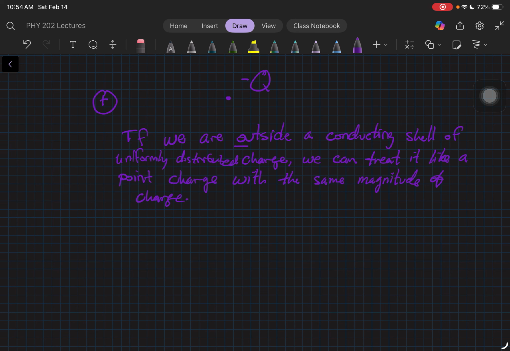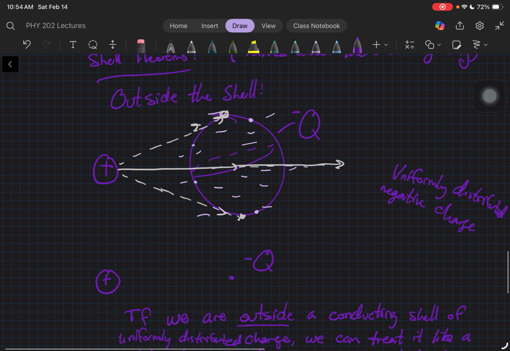Right, so if we are outside a conducting shell of uniformly distributed charge, let's say Q, we can treat it like a point charge with the same magnitude. As you can imagine, that's going to make life a lot easier, right? Had I asked you to solve this using Coulomb's law, you would have to go through and find each individual charge along the surface, plug it in with your test charge, and that would take all day.